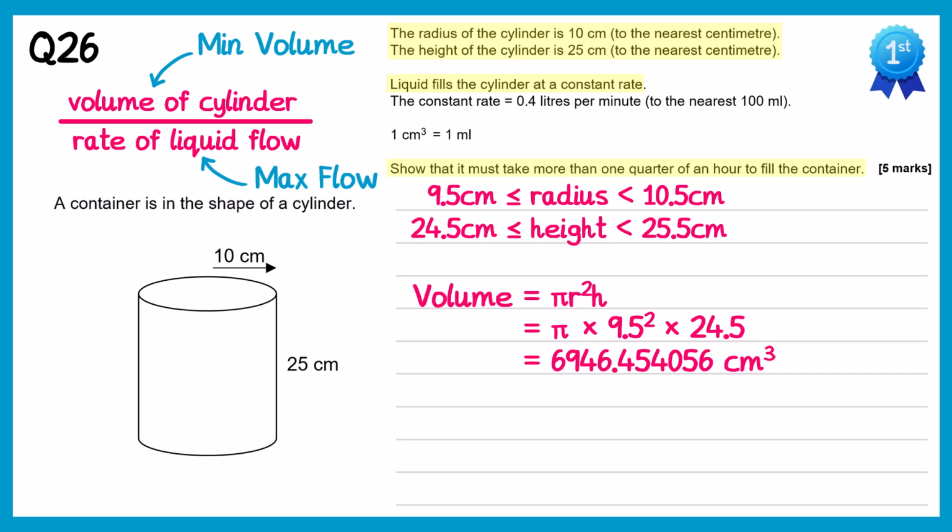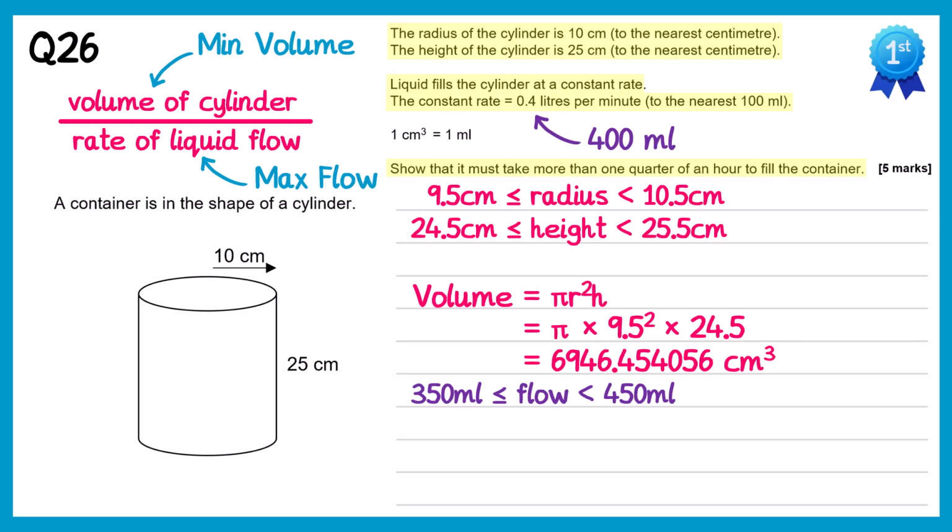Then we also said we wanted the maximum flow. Well, we're told the liquid flows at a constant rate of 0.4 litres per minute, but to the nearest 100 millilitres. 0.4 litres is the same as 400 millilitres. So the flow must be in between 350 and 450 millilitres. We said we're going to use the maximum flow, so we want to use the 450.